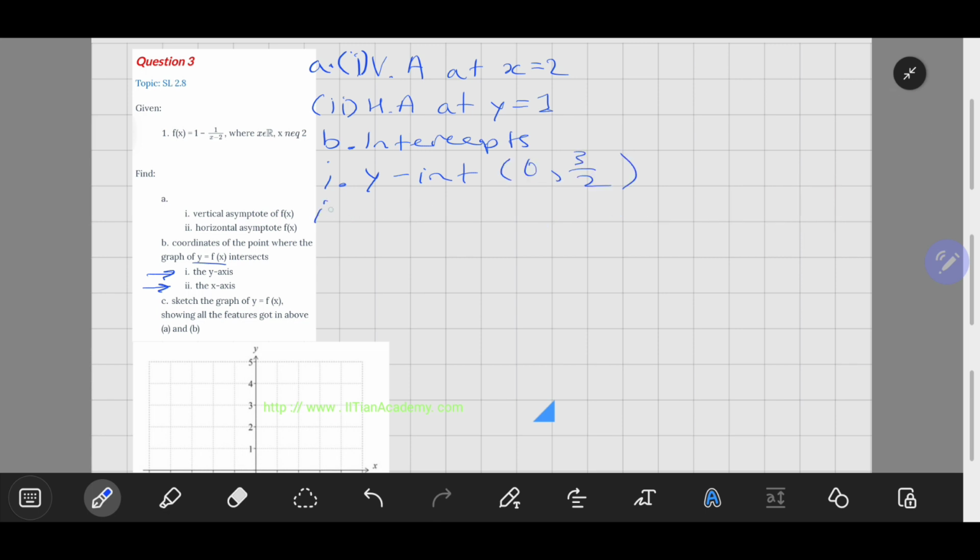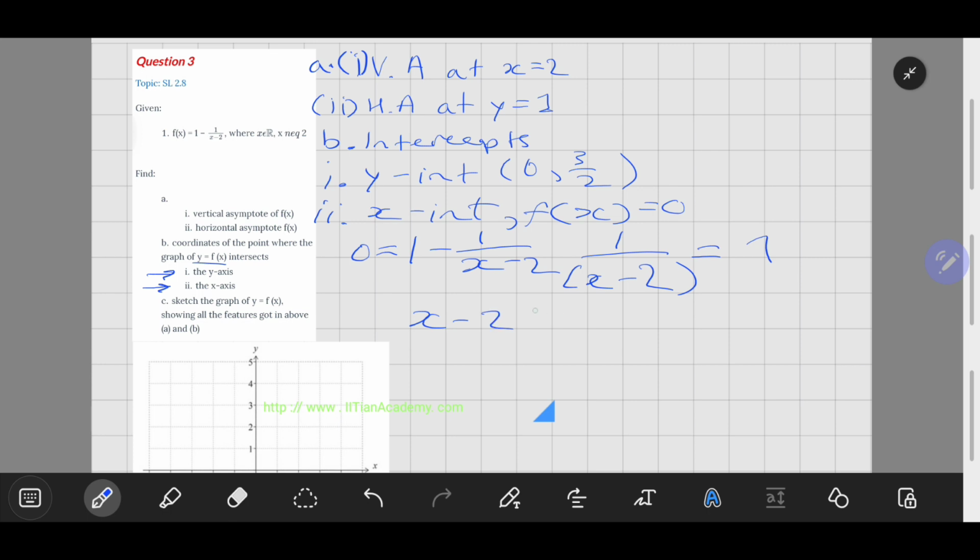And then for the second part of this question, we're asked to find the x-intercept, which will occur when f(x), or y, is equal to 0. Then if we have 0 is equal to 1 minus 1 over x minus 2, we'll rearrange so that we can solve for x. So we get 1 over x minus 2 is equal to 1. Multiply both sides by x minus 2, then we get x minus 2 is equal to 1. We add 2 to both sides and get x is equal to 3. So our intercept is at (3, 0).